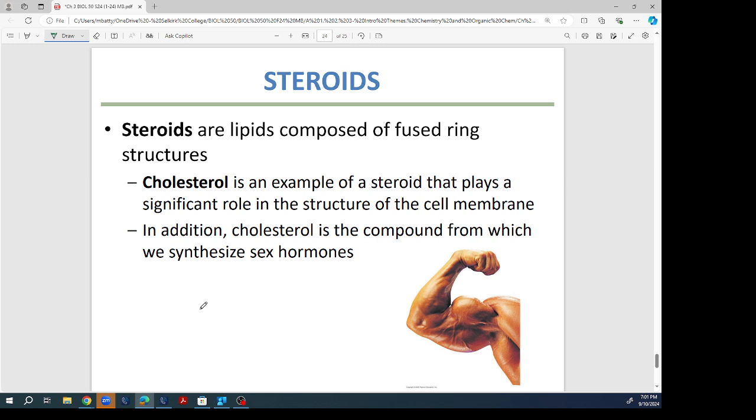Cholesterol is often given a bad rap, but on a cellular level, we need cholesterol to basically keep our cell membranes fluid. In addition, cholesterol is an important compound from which we synthesize some sex hormones. So not all sex hormones are lipid-based, but some of them are.